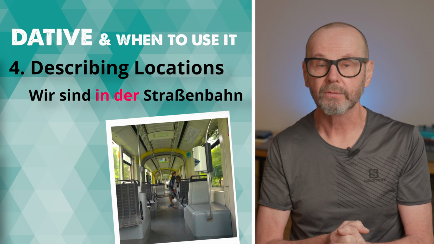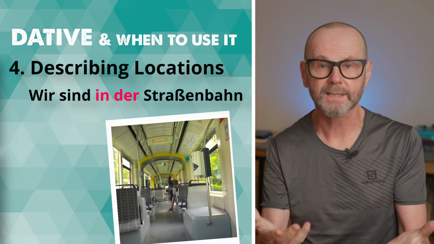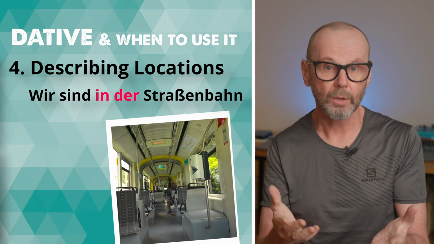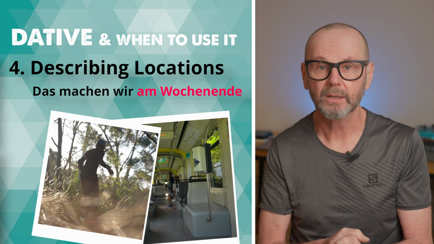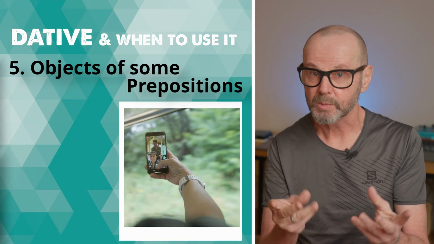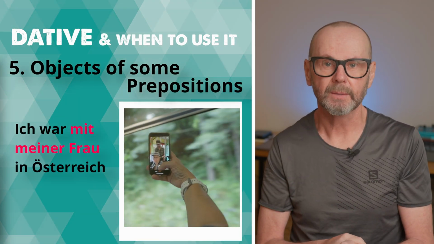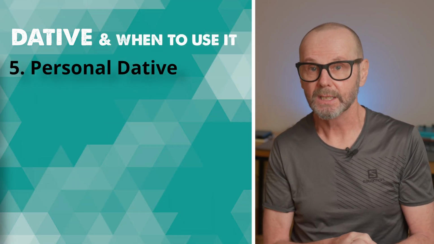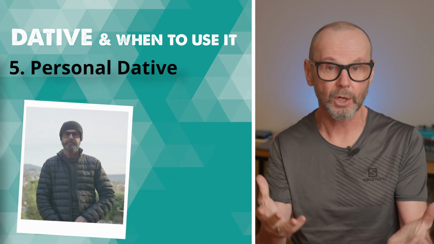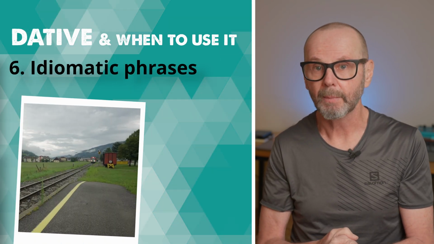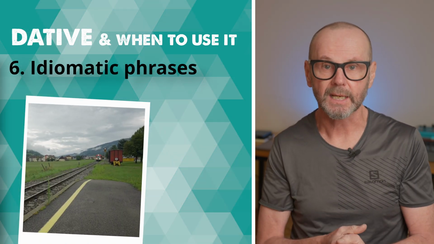So saying, for example, where you are or where something is. Wir sind in der Straßenbahn. Or when something happens, das machen wir am Wochenende. We use it for objects of some of those pesky prepositions. Ich war mit meiner Frau in Österreich. We use it for the personal dative along with some adjectives to help us express perceptions. Mir ist oft kalt. And there are quite a few idiomatic phrases that use the dative too.